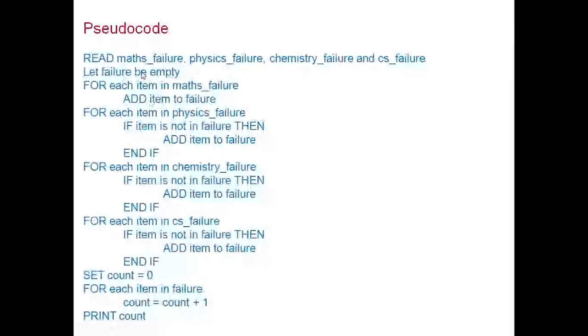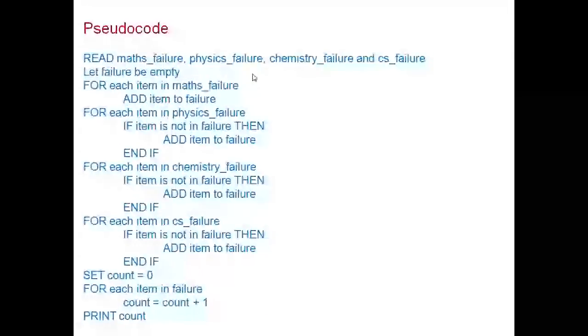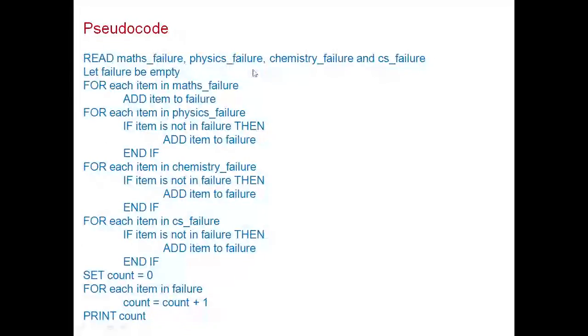So this is the pseudocode. Read maths failure, physics failure, chemistry failure and CS failure. Let failure be empty. For each item in the maths failure, add item to failure. So failure is going to represent the set of students who have failed in at least one subject. First of all, we add all the maths failures into this failure, and then we process the rest of the three sets.